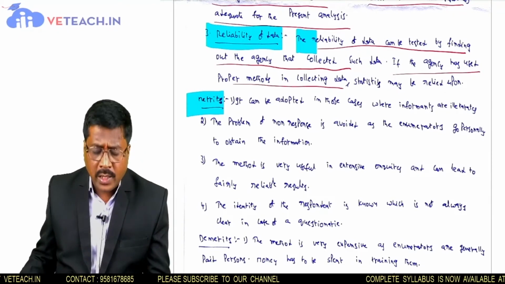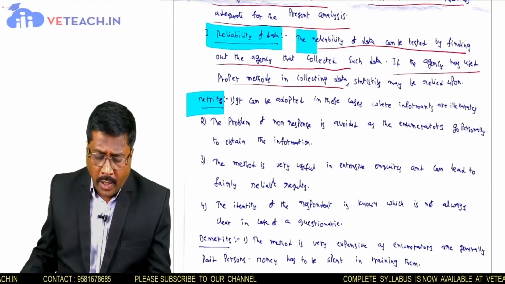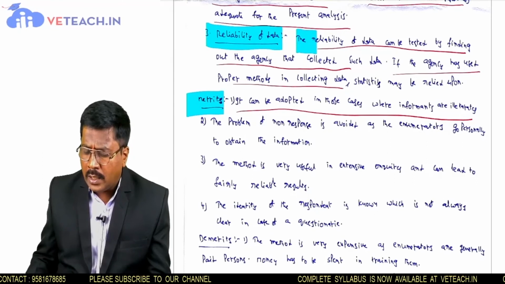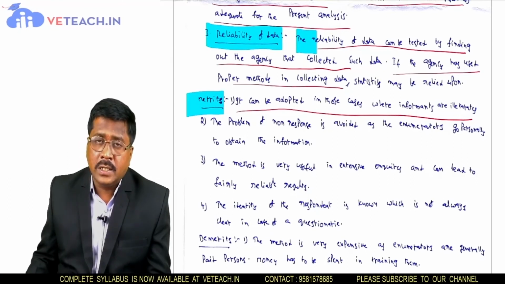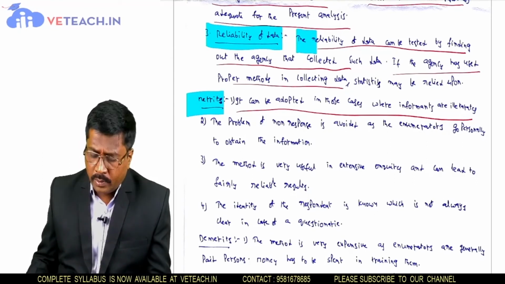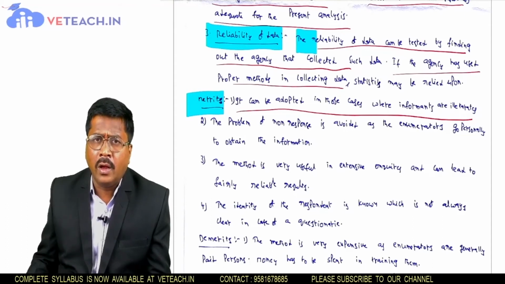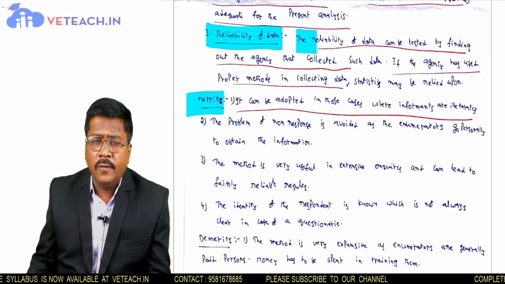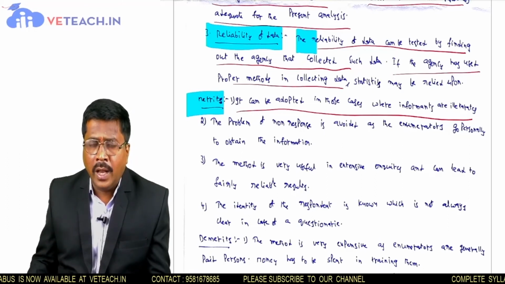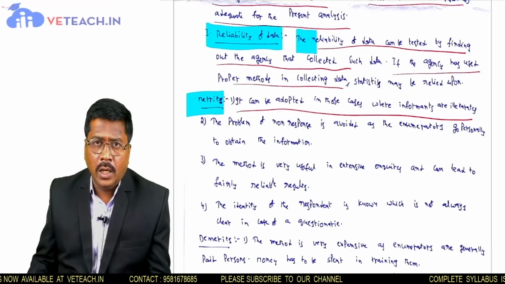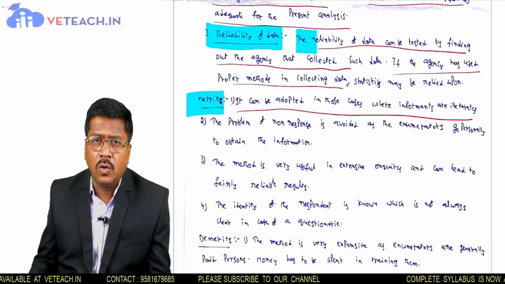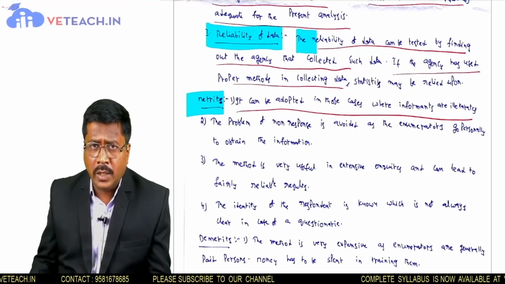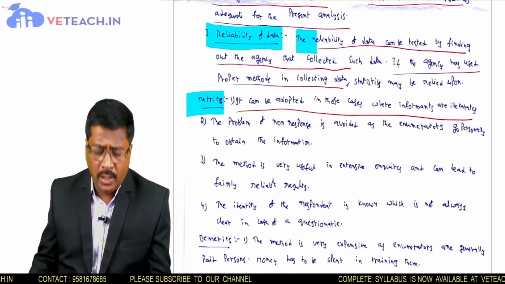The merit of the secondary data is that it can be adopted in those cases where the informants are illiterates. When the investigator is asking questions, if the person is not educated, he does not know what he is being asked, because he is illiterate. For that purpose, in that case, the secondary data is useful.